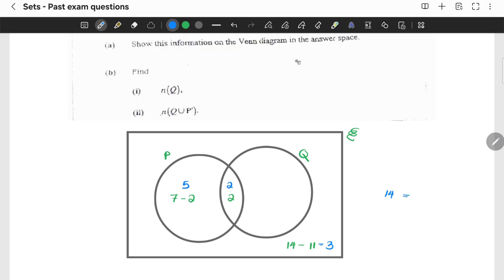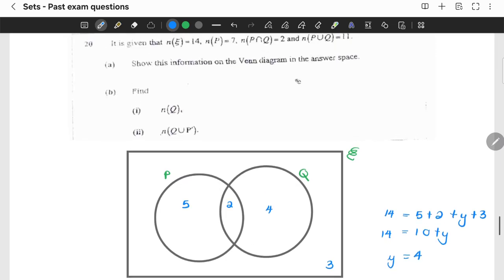14, everything which is in the Venn diagram is 14, right? And that should be 5 plus 2 plus, let's put it as y temporarily, plus y plus what's outside of P and Q, that's 3. So that's going to be 14 being equal to 5 plus 2, that's 7, plus 3, that's 10, plus y. So y is equal to 4, right? So then that becomes 4. So now putting that in that format is the answer to our Venn diagram.